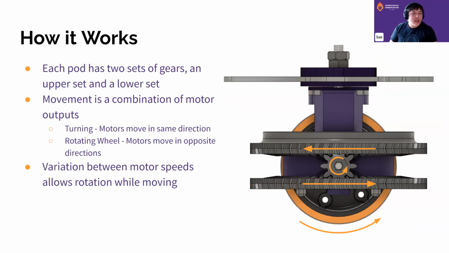So how does a differential swerve module work? As I mentioned, there's an upper and lower set of gears, and if they rotate together in the same direction, it rotates the entire pod, but if they rotate in different directions, it rotates the wheel in the middle because of the bevel gear. And variations between the motor speeds allow rotation while moving the wheel in the middle.